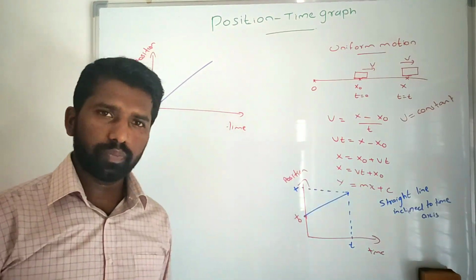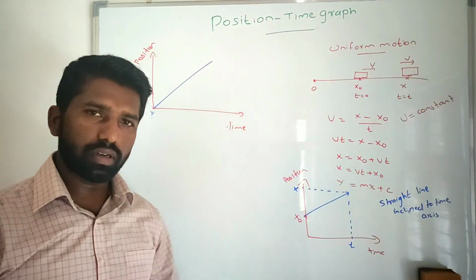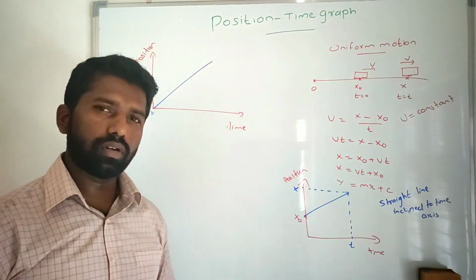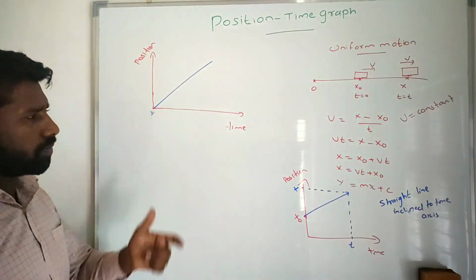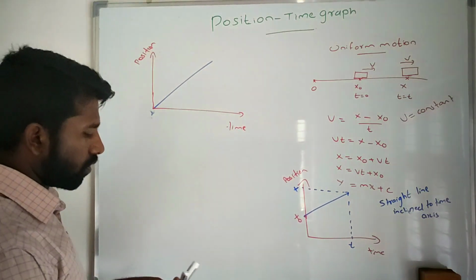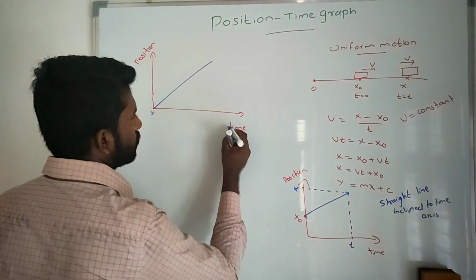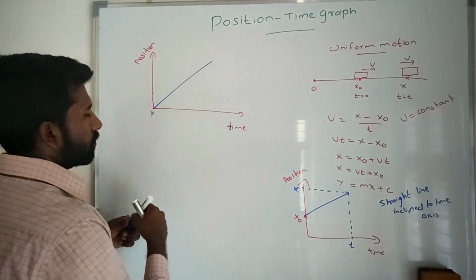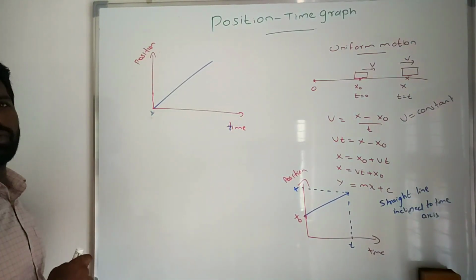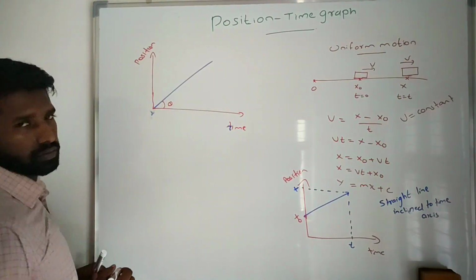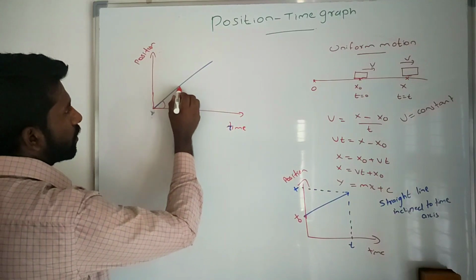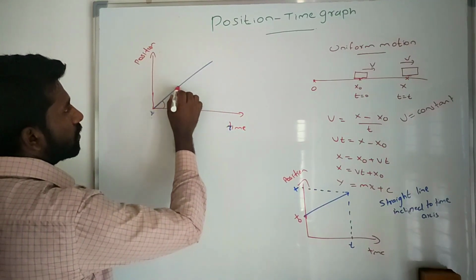m is the slope. And the slope is what we call velocity. So you will see the slope of a position time graph is the velocity. Okay, so how can we find out the slope? Slope means tan theta. If this is theta, I am taking 2 points here.